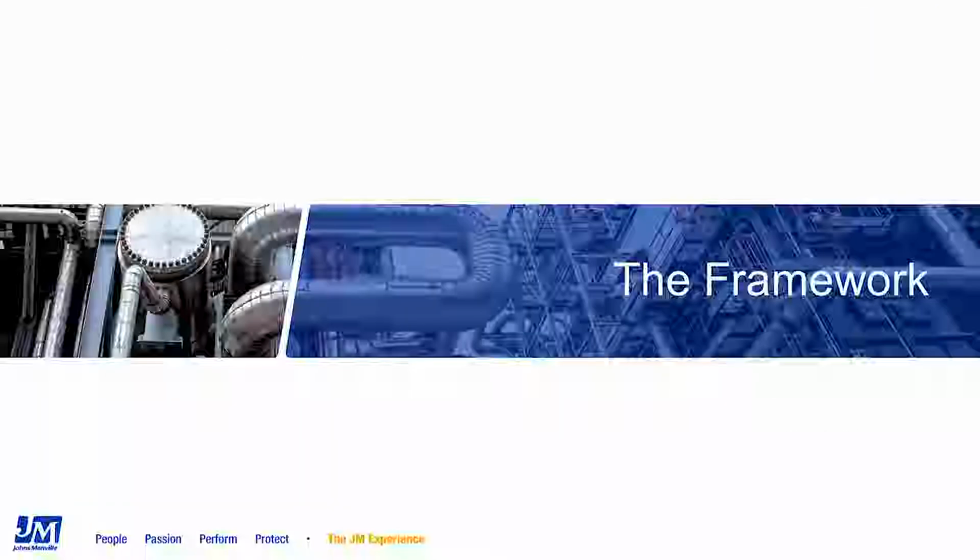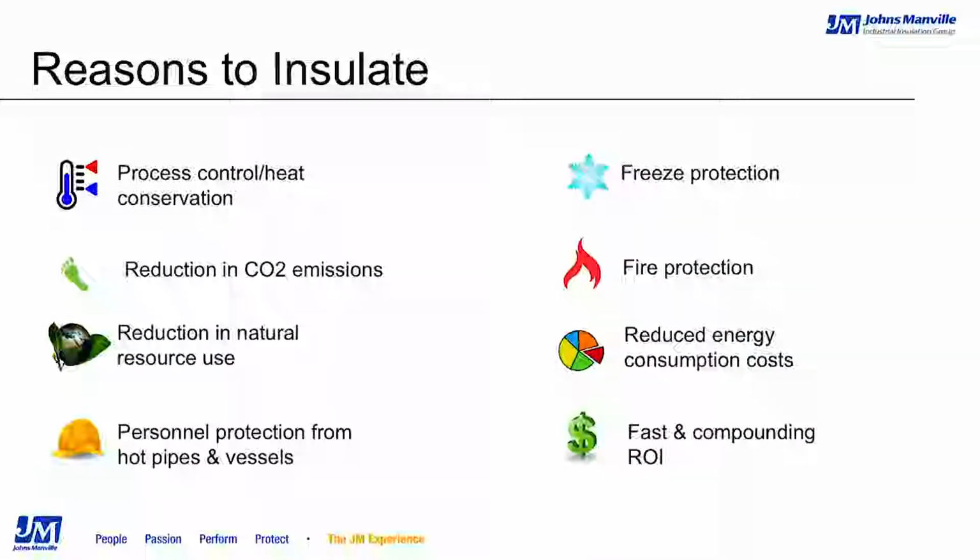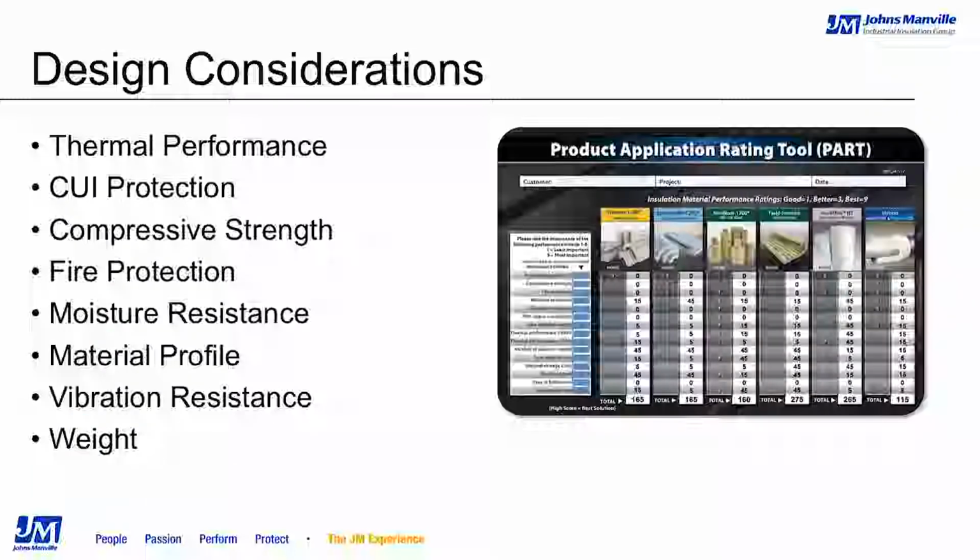So with that, let's get started on the framework of insulation. There are many reasons that you should choose insulation, and here highlights a few. Process control, personnel protection, condensation control, and economics are all reasons that should be considered when specifying and using insulation. Choosing an insulation can be difficult since there are so many factors to consider. On the right, you can see a picture of the Johns Manville Product Application Rating Tool, or the PART tool. This tool looks at the physical properties of all the different products we offer to help you choose a product that is most suited for your application based on which design considerations are most important for you.